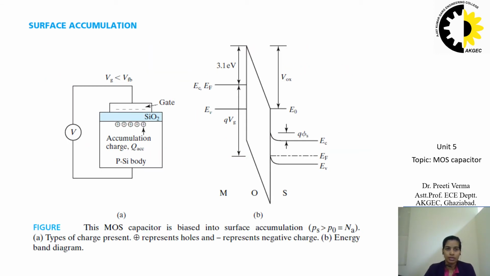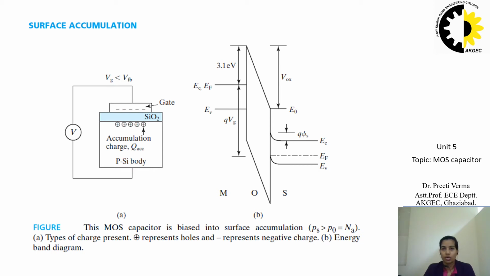Surface accumulation. How would the figure that we have seen change if a more negative Vg than VFB, that is the flat band voltage, is applied? The band diagram of the gate side would be pushed upward. The result is that we can see an upward bending in the bands. The figure shows that upward bending of the band.